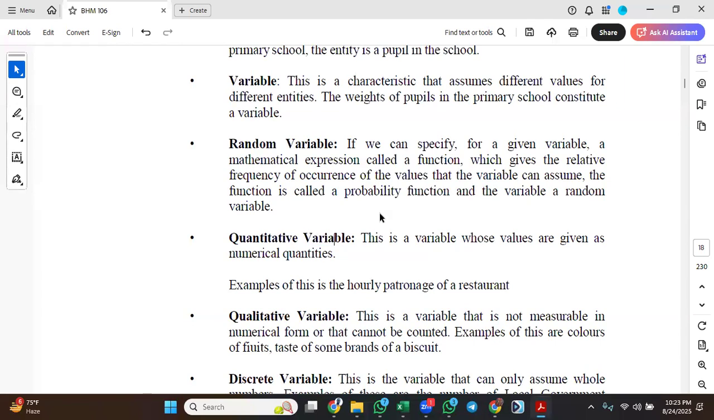Let me ask a random question. What is variable? So that we'll know if you're actually getting it. Occurrence. Is that really the meaning of variable? Let's try again. Yes, everybody should unmute. What is variable? It's a characteristic that assumes different values. The characteristic of the different values of the entity. Yes, you are on the right path. You are trying. Another person.